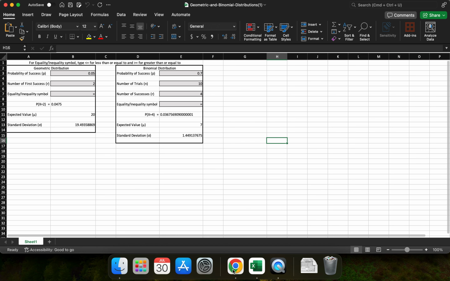The one on the left is for the geometric distribution. The one on the right is for the binomial distribution. And we'll mostly use this binomial distribution here.